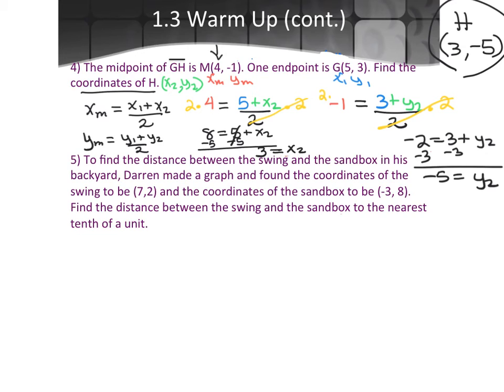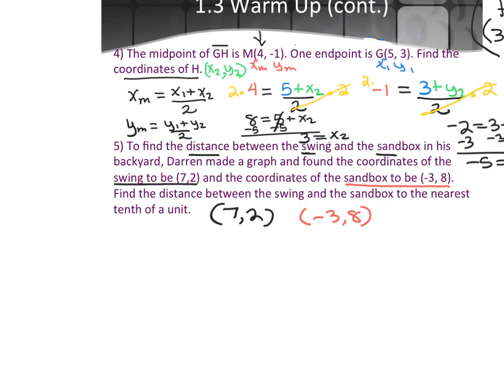The next question is a word problem. You'll have a word problem on your quiz. So here it's asking us to find the distance between the swing and the sandbox. The swing is at ordered pair 7, 2. The sandbox is at coordinate -3, 8. I'm going to use the distance formula to find the distance between these two coordinates.